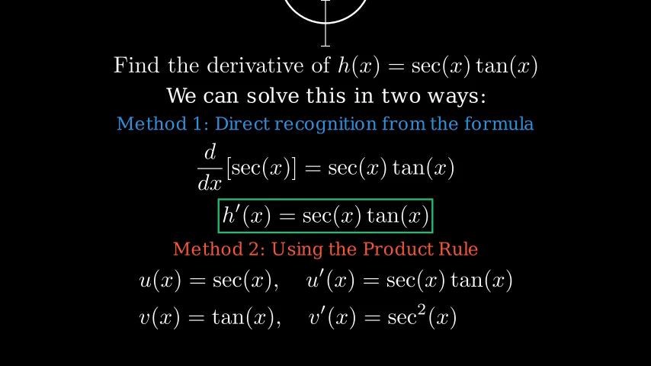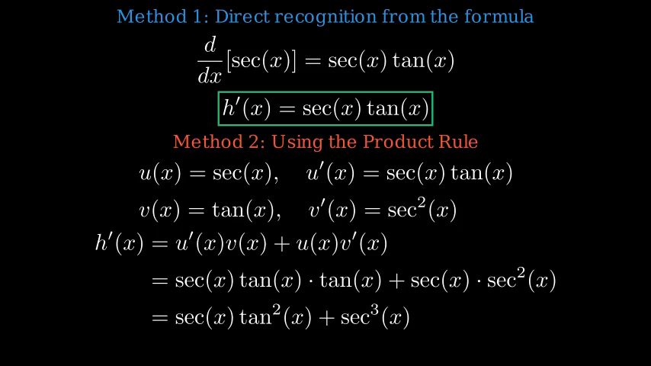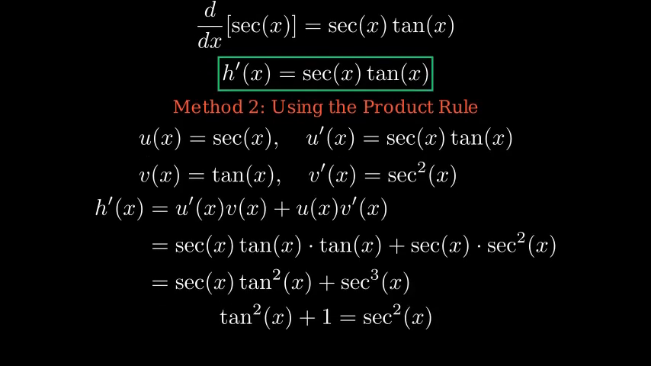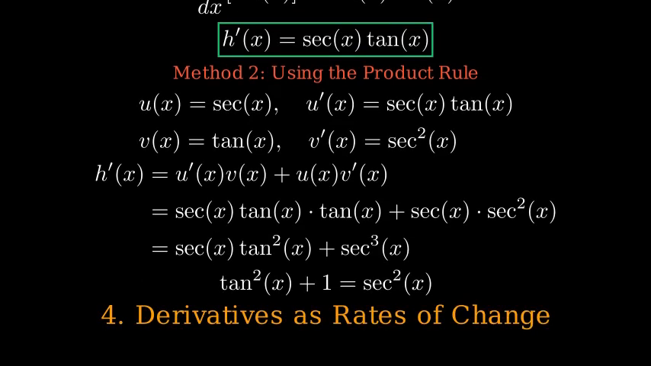Alternatively, we could have used the product rule with u equals secant of x, u prime equals secant of x times tangent of x, and v equals tangent of x, v prime equals secant squared of x. Applying the product rule, h prime of x equals u prime times v plus u times v prime, which gives us secant of x times tangent of x times tangent of x, plus secant of x times secant squared of x. We can simplify this using the identity tangent squared of x plus 1 equals secant squared of x. But directly recognizing the derivative from our formula list is much simpler.